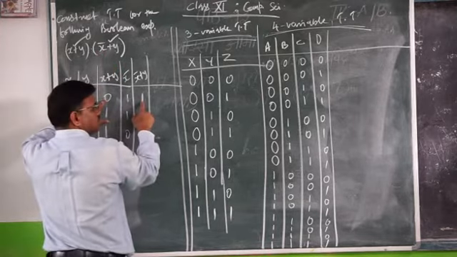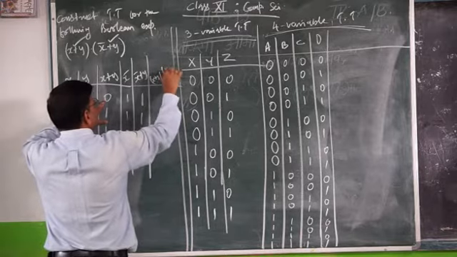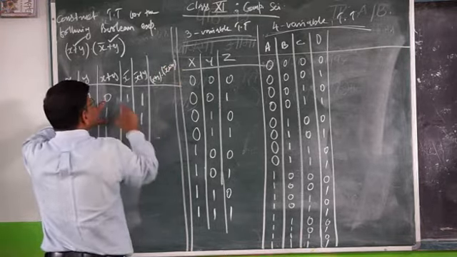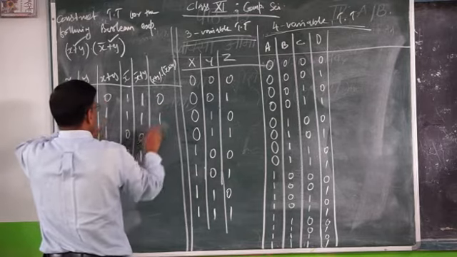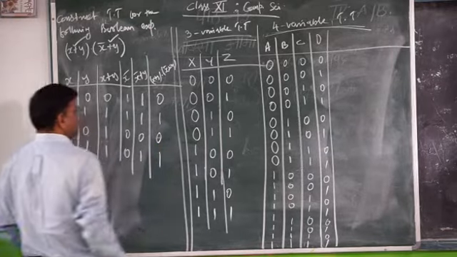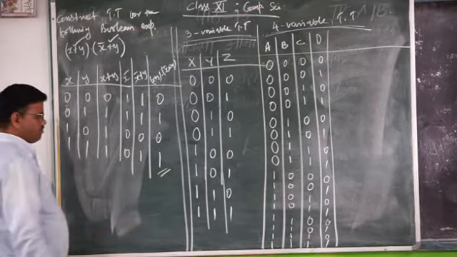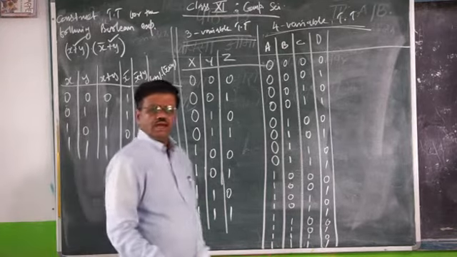0 and 1. 0 into 1 is 0. 1 into 1 is 1. 1 into 0 is 0. 1 into 1 is 1. So this is what your final answer is.